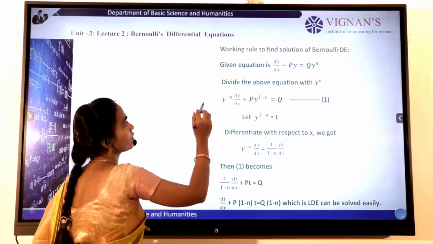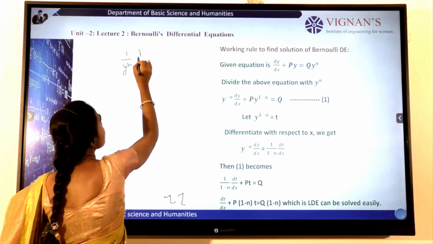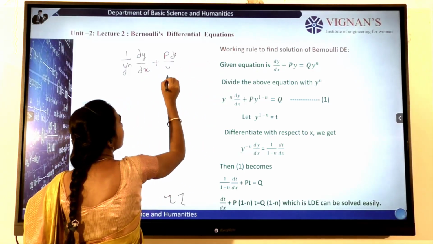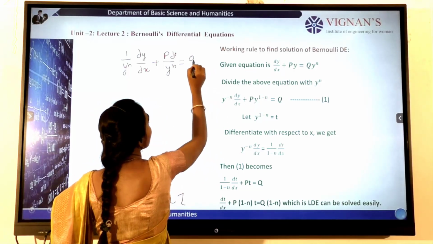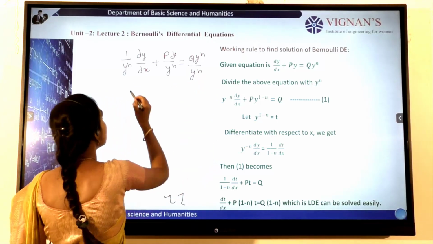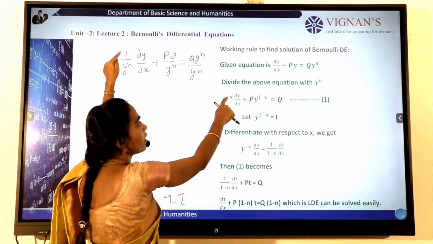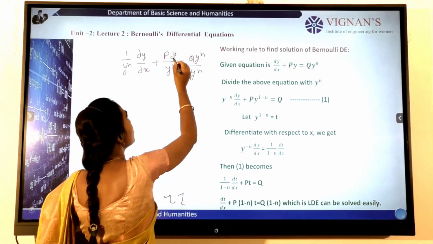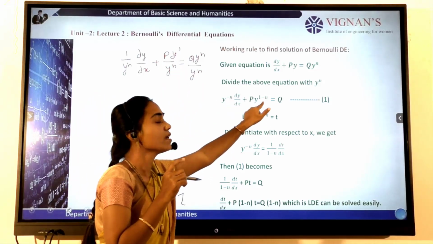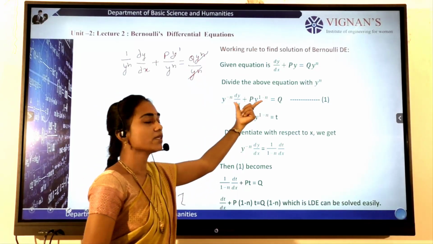If we divide the equation by y power n, let us observe: 1 by y power n dy by dx plus p y by y power n is equal to q y power n by y power n. So, we are dividing the entire equation by y power n. What happens? If it goes to the numerator, it becomes y power minus n, right? y power minus n dy by dx plus p into, here the power is 1, right? y power 1 by y power n is nothing but y power 1 minus n, is equal to, since y power n cancels, we have q. So, we got this equation, right?